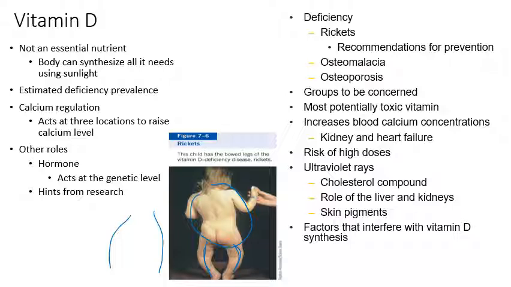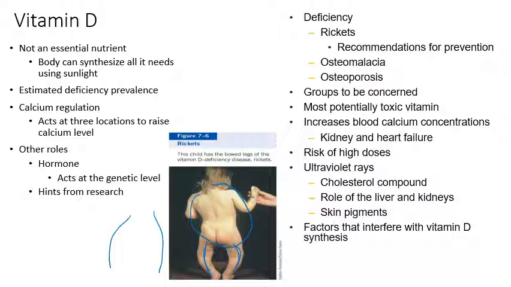Vitamin D can be a potentially toxic vitamin. Vitamin D increases blood calcium concentration, which can cause kidney and heart failure. You don't want to have too much vitamin D.